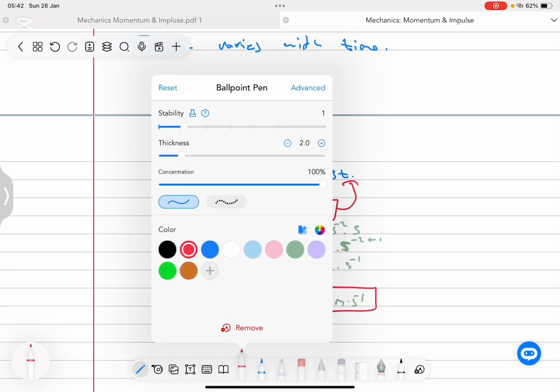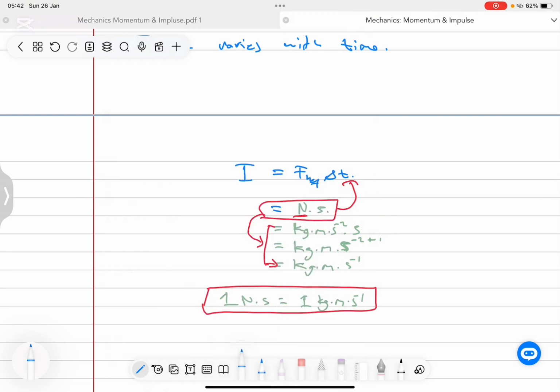But there's something very interesting here that we have to think about. This SI unit, we've seen it before, is the SI unit of momentum or change in momentum. Why is that the case? We will provide an answer in the next lesson.